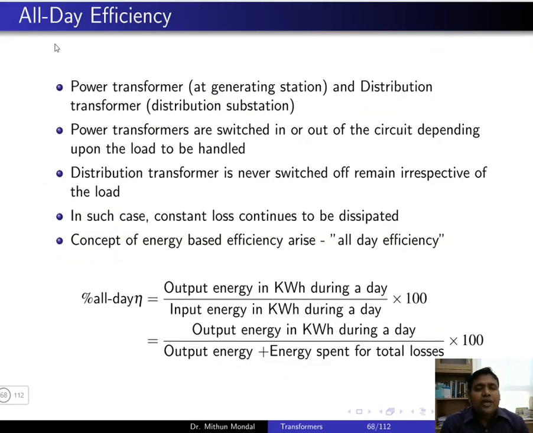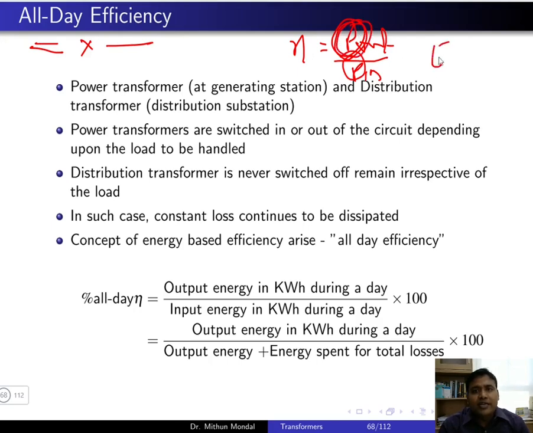Now we have defined the efficiency. There is one more term which is known as all-day efficiency. We have defined efficiency as the power output by power input, but here we are taking the power term. In all-day efficiency, instead of power, we will take energy. So when energy is there, then all-day efficiency will be calculated. So let us see what all-day efficiency is. For a power transformer at any generating station and a distribution transformer in the distribution substation, we will calculate the all-day efficiency.